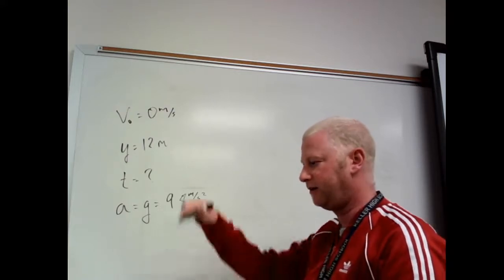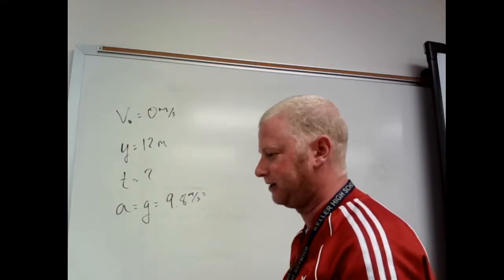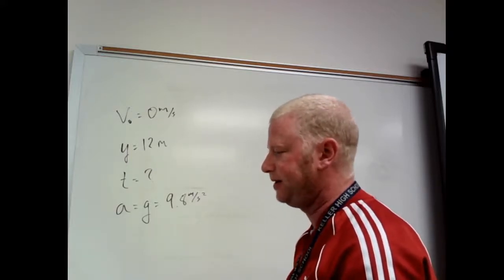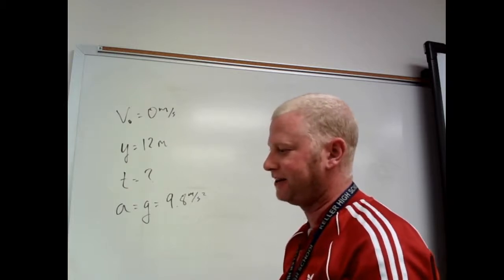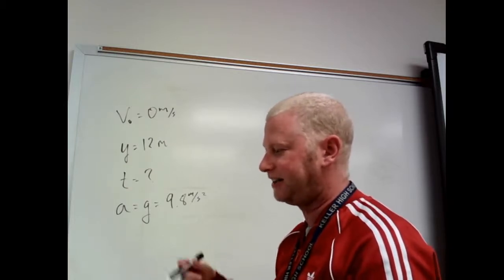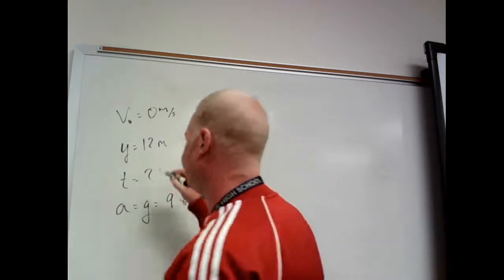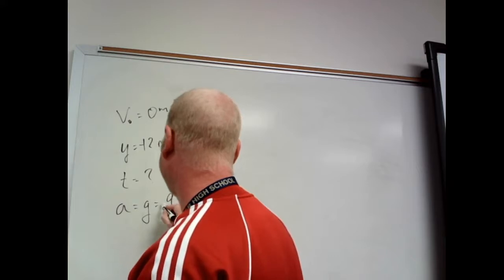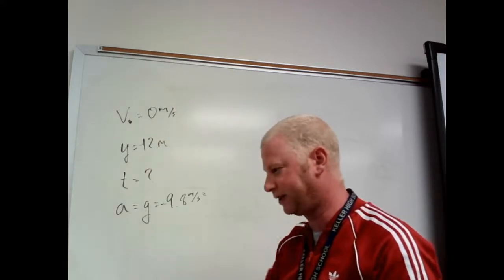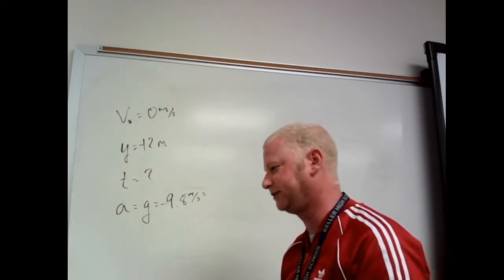Now, this problem has all of these things going down, correct? So what should we be doing here to our values? If we want to have a direction scale, down is going to be negative, up is going to be positive. Your displacement is a downward displacement, so negative 12. And your acceleration due to gravity is a downward acceleration, so negative 9.8 meters per second squared.